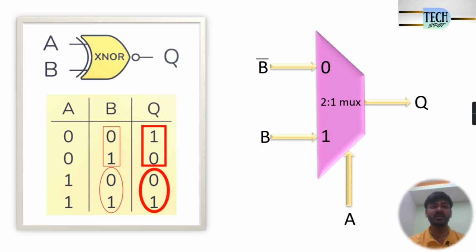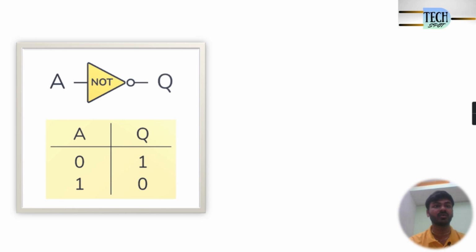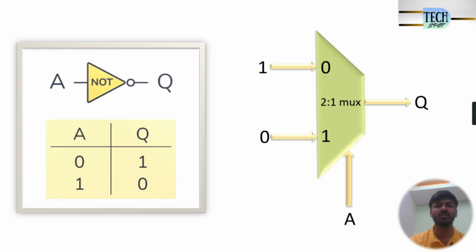Now we'll implement NOT gate by using 2:1 mux. So here you can see the truth table of NOT gate. If A is equal to 0, output is equal to 1. And here you can see the 2:1 mux. So here we have input as A only. So that is the reason for this 2:1 mux, I have selected a select line as an input.